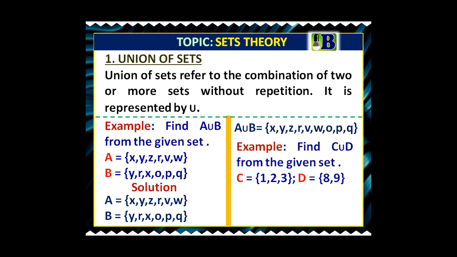We'll use another example to explain it so that you understand it. The second example is: find C union D. From the given sets, set C is equal to 1, 2, 3, and set D is equal to 8 and 9. If you want to combine these two, you just bring the symbol, set C union D. Then you bring out the first set, set C, which comprises 1, 2, 3, and then set D, which comprises 8 and 9. If you look at the two sets, there is no repetition, so you just combine the two. So that is the way we normally combine the union of sets.